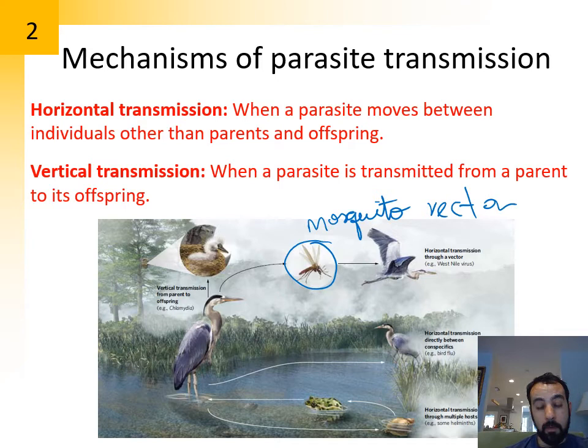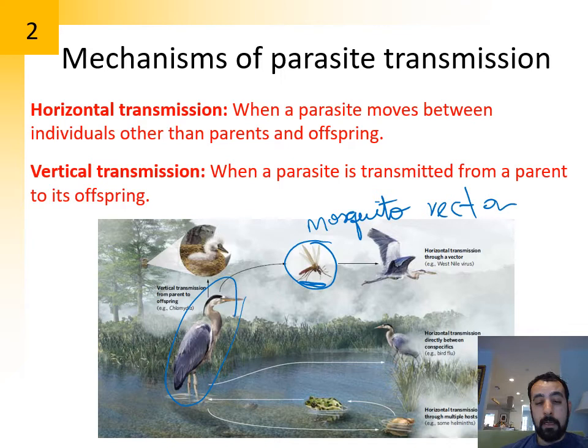Why does the vector help? Because the bacteria that is actually affecting this bird right here, right? The bacteria, the virus, the West Nile virus, cannot travel on its own, right? Here, all of a sudden, this virus hitchhikes on a flying organism, and it can travel much further distances, right? So having a vector will improve the chances of transmission.